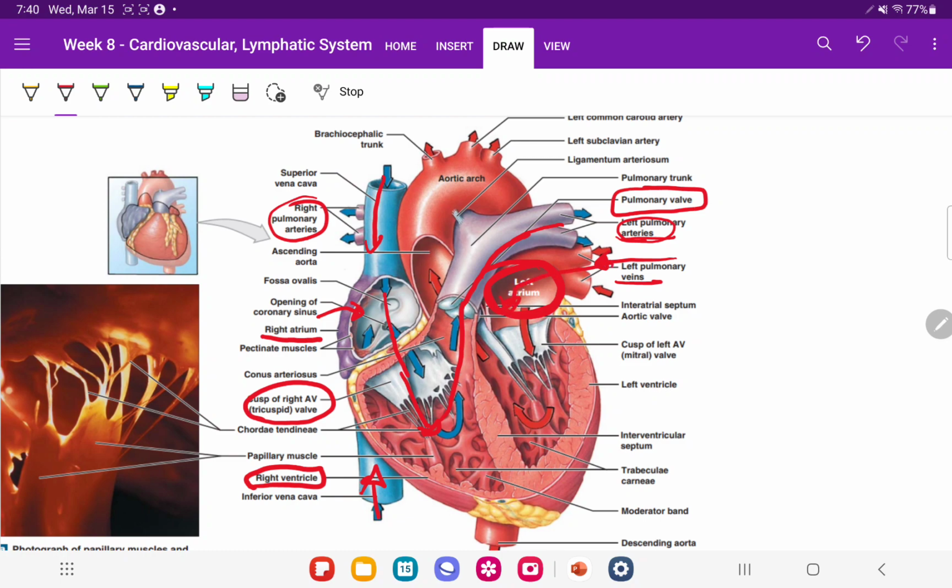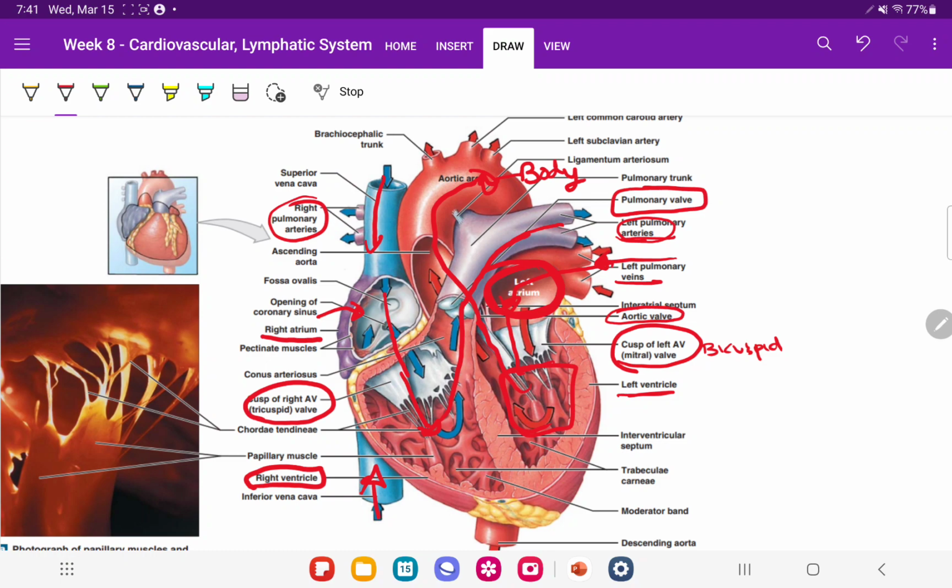It will then travel down from the left atrium through the mitral valve, or the bicuspid valve, to get to the left ventricle. From the left ventricle, it goes through this aortic valve, goes up the ascending aorta, goes to the aortic arch, and eventually to the rest of the body. That's how blood flows through the heart.